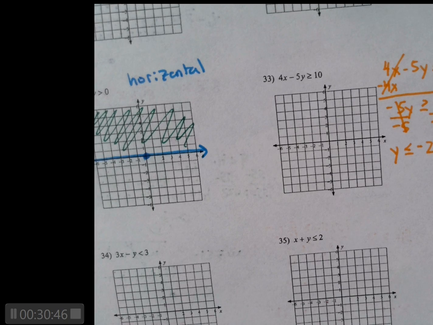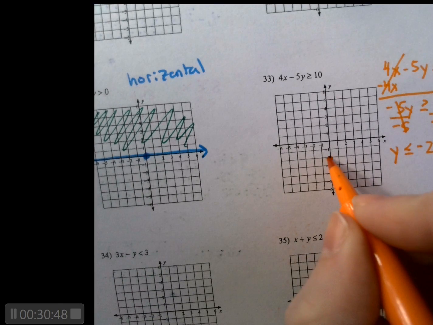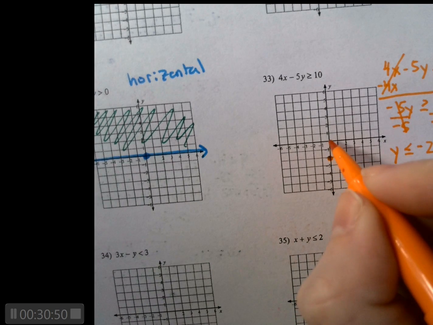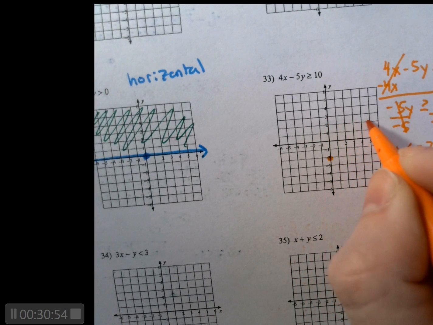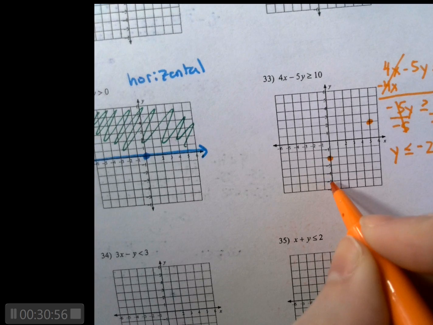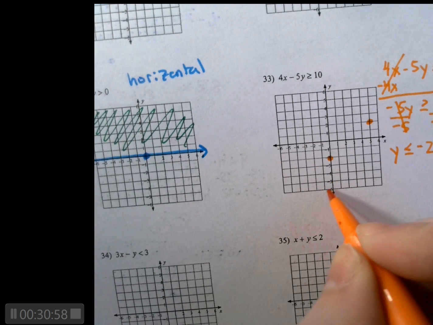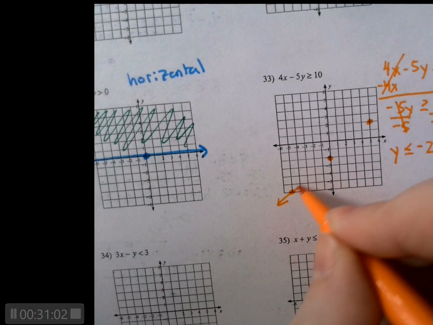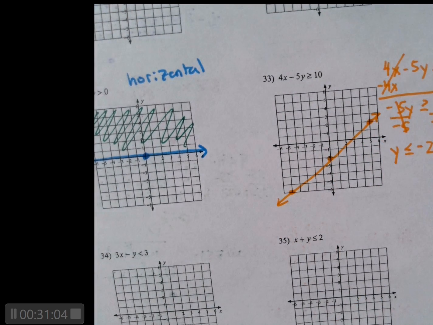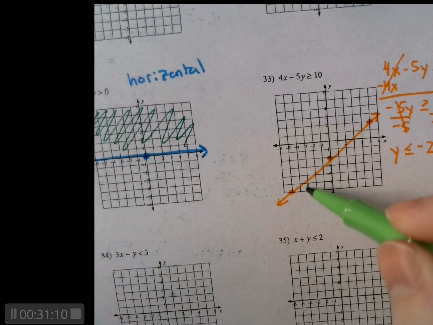Alright, so now we can graph it. Start at negative 2 and go up 4 and then to the right 5 and then down 4 to the right 5. Okay, and this time it's going to be a solid line, and then since y is less than, we need to be below our graph, which is down here.